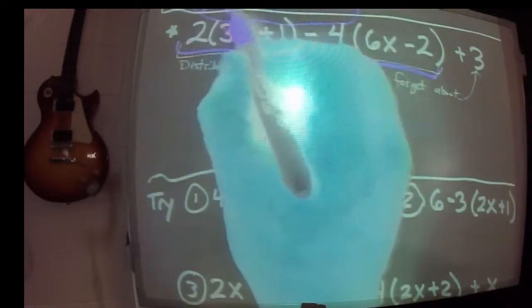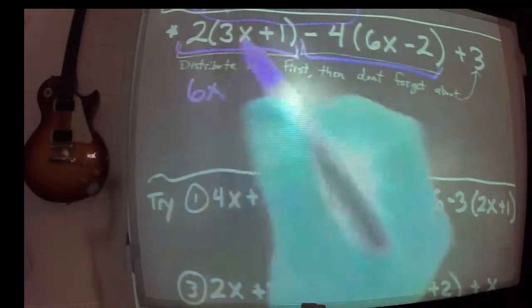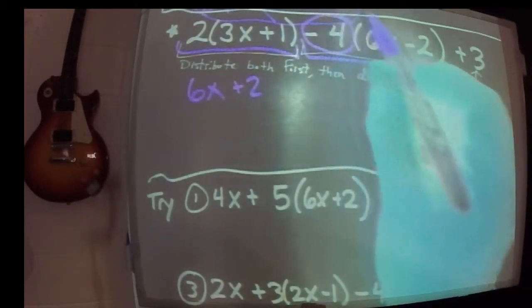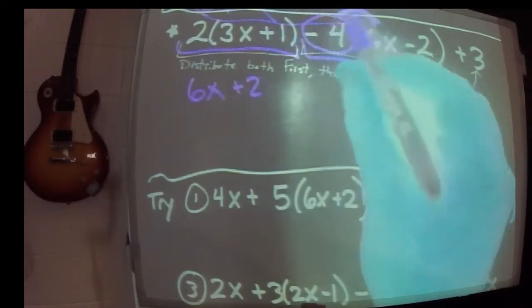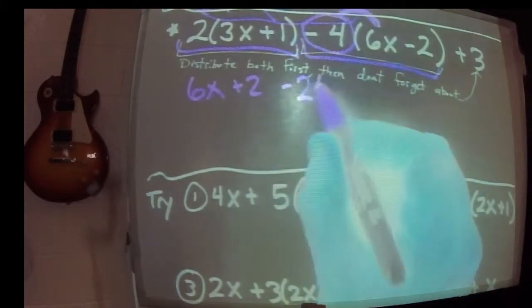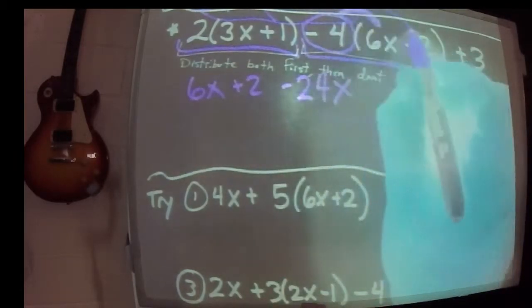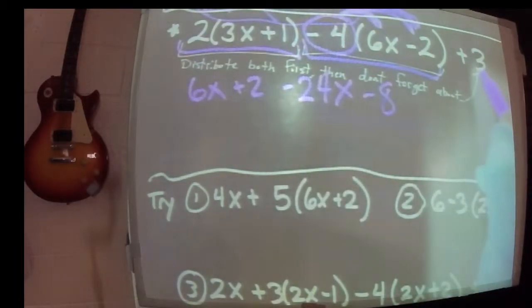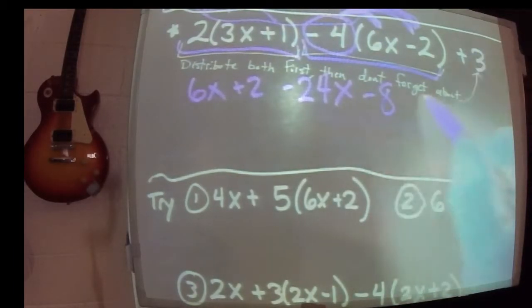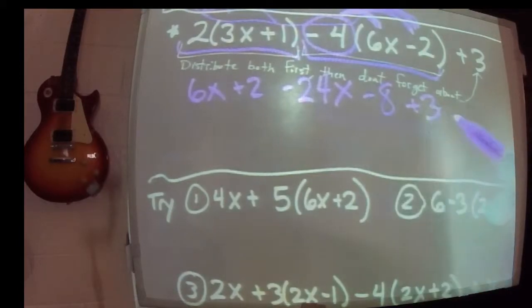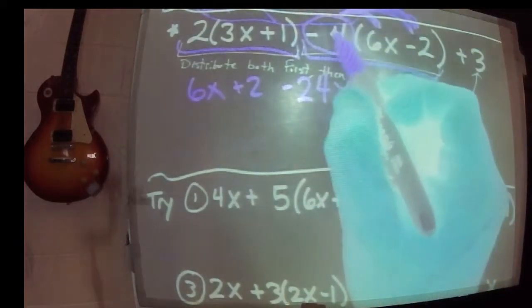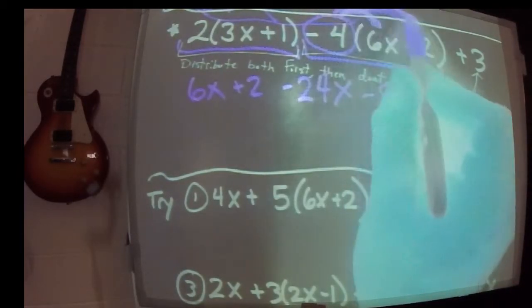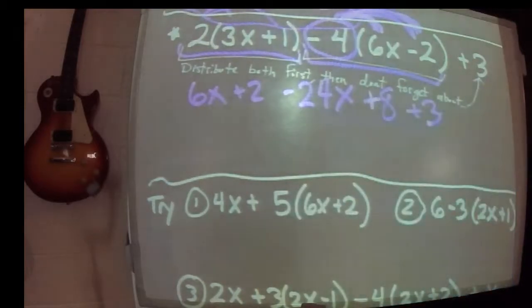So distribute a 2. What's that? 6x. And what's this? 2. Circle the negative 4. What's this? Negative 24x. And then what's this? Negative 8. What about that guy? Bring him down. Wait, would it be a negative 8 or a positive 8? You're right. Hold on. All right. This is negative 24x. And then what's negative 4 times negative 2? Positive 8. Good catch right there.